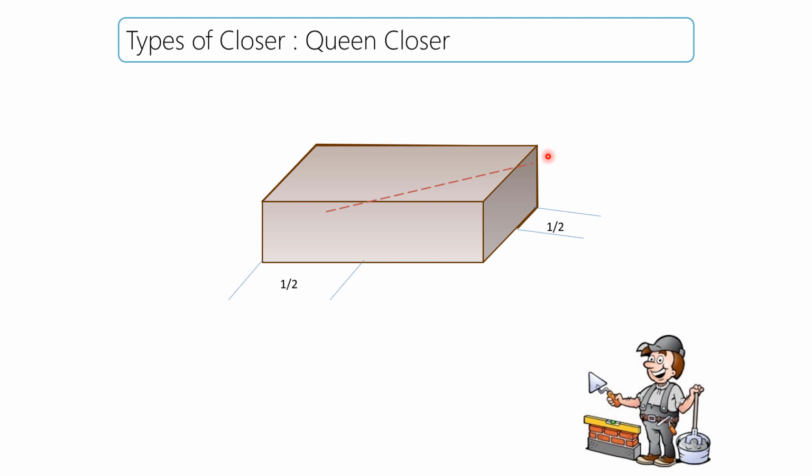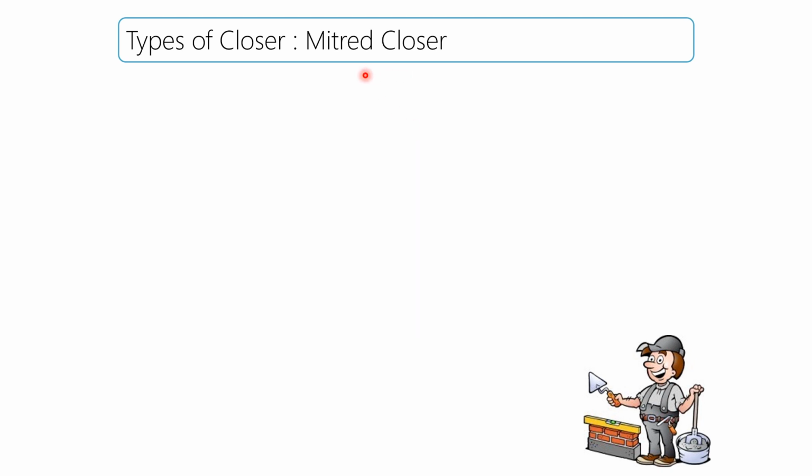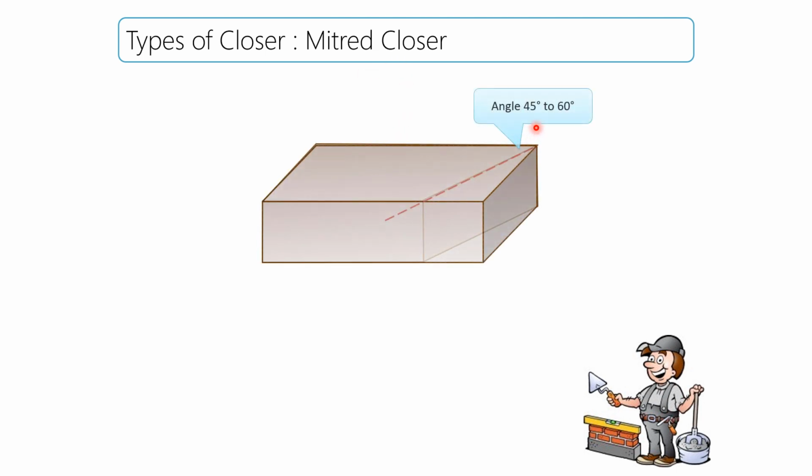If half the width is cut from the corner of the brick, then this is called a queen closer. Now the mitred closer, at a 45 or 60-degree angle. Some are cut by hammer or chisel at an angle of 45 to 60 degrees, and this is called a mitred closer.